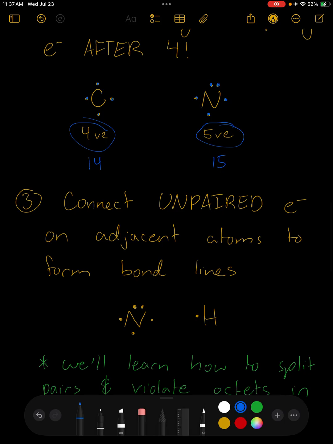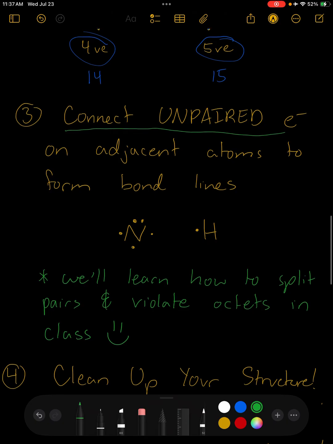Rule 3: our next rule is to connect unpaired electrons on adjacent atoms to form bond lines. Unpaired electrons can form bonds. Paired electrons tend not to. There are absolutely exceptions to that. We will learn how to split pairs and violate octet rules in class. But for just simple Lewis structures, if you can avoid splitting a pair, avoid it.